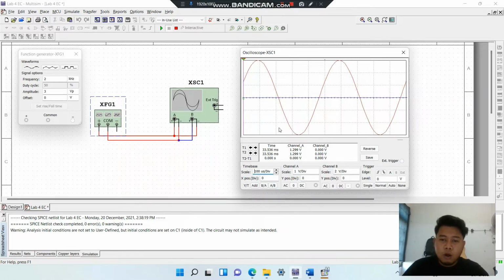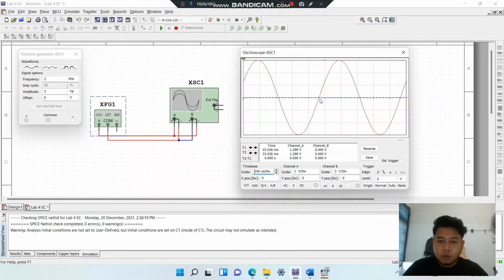For the horizontal setting, it is 100 microsecond, and for the distance, the distance is in 1 period.